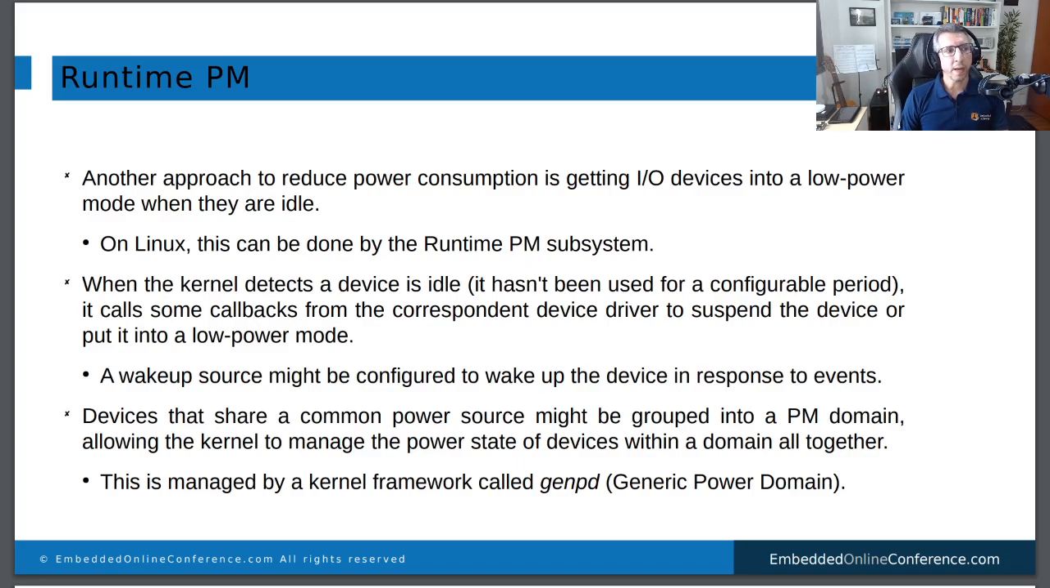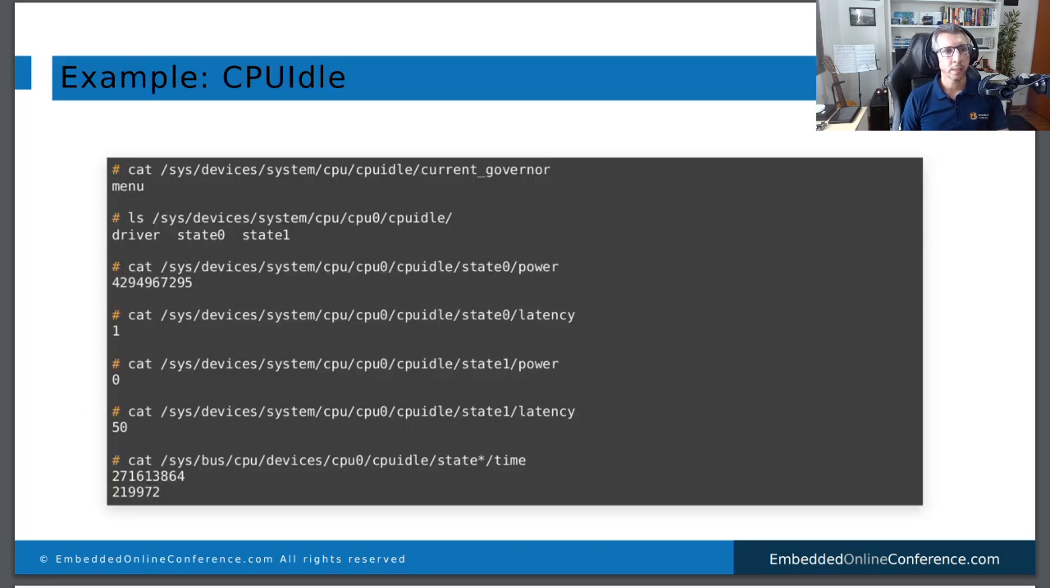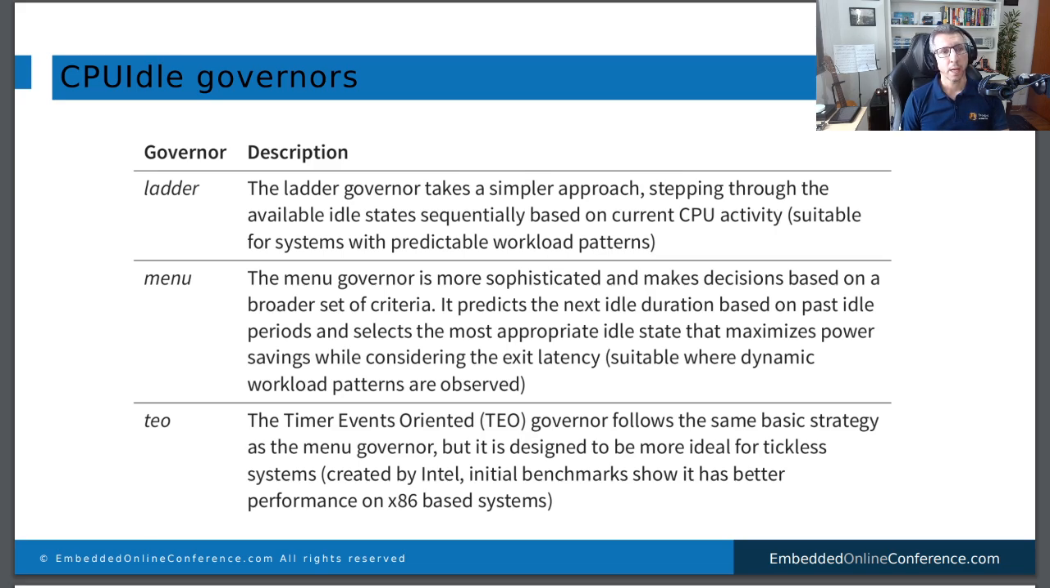But that's automatically managed by the kernel, right? Usually you don't have to do anything, just enabling the kernel idle power management, CPU idle, and then the kernel will manage that for you. The only thing that you might want to do here is to define what is the governor that you want to use.